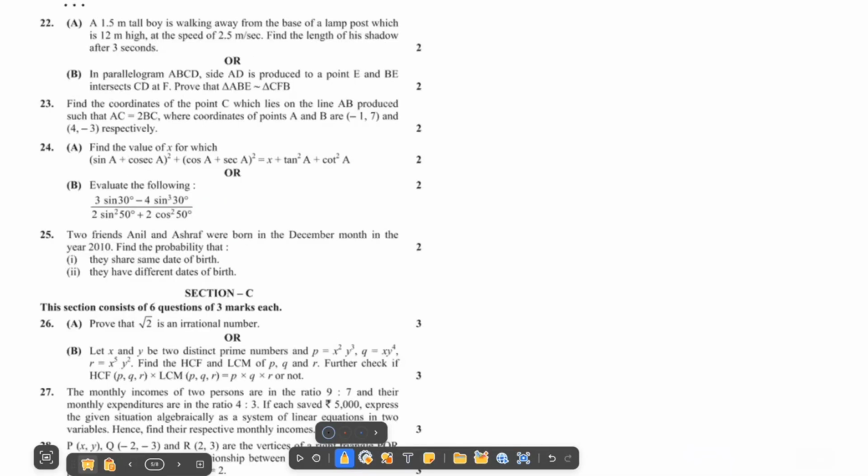The 22nd question is: a 1.5 meters tall boy is walking away from the base of a lamp post which is 12 meters high at the speed of 2.5 meters per second. Find the length of his shadow after 3 seconds. So the boy's height is given, and he is walking away from the base of the lamp post. The lamp post is 12 meters high and the walking speed is 2.5 meters per second. After walking 3 seconds, what will be the length of his shadow? That's what we have to find.